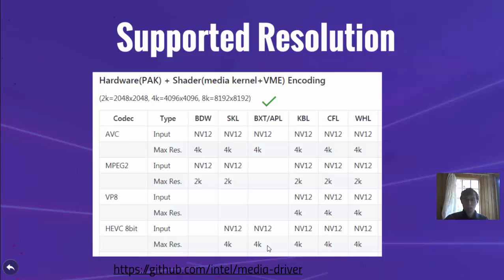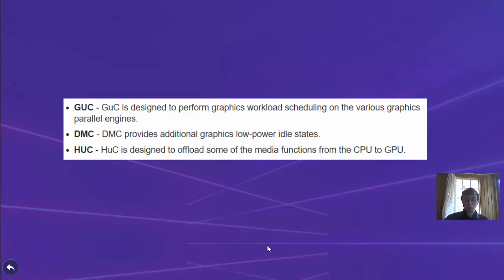So that is about codec support, and about GuC, DMC and HuC. You need to know how, when the kernel is loaded and running and you run the application, data is actually transferred from the CPU to the GPU using graphics workload scheduling and various graphics parallel engines, and how it is transferred between the board and the GPU unit and back.